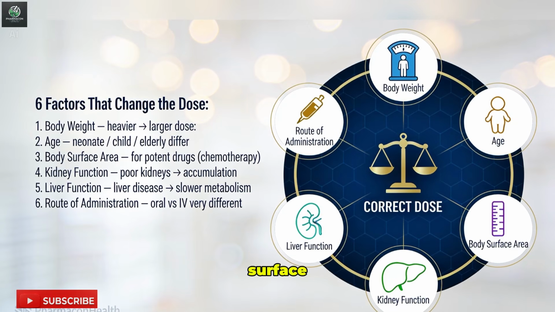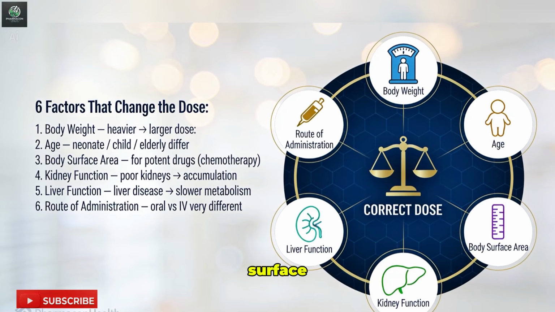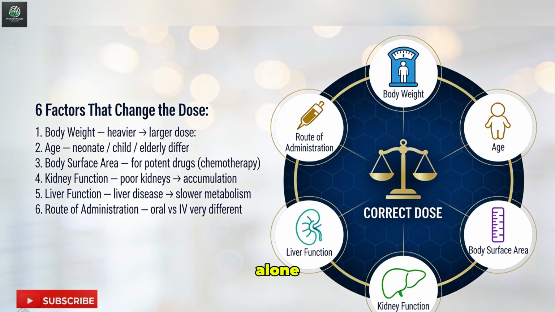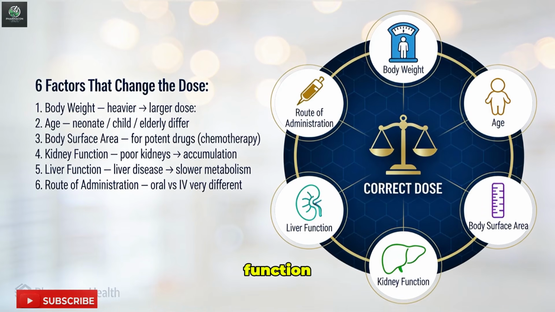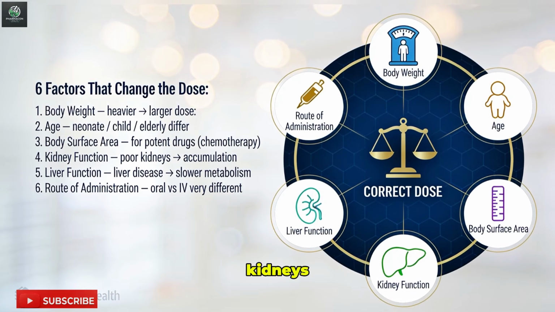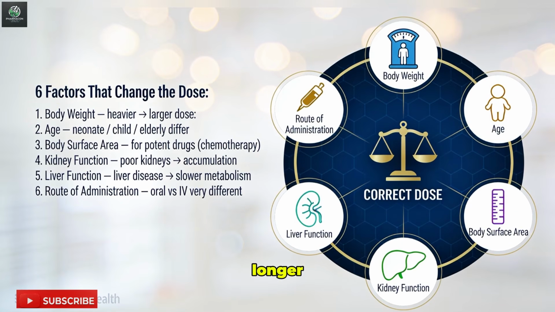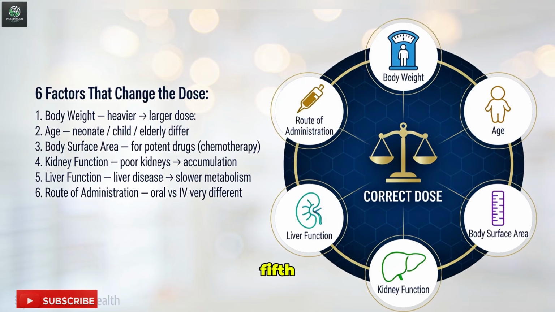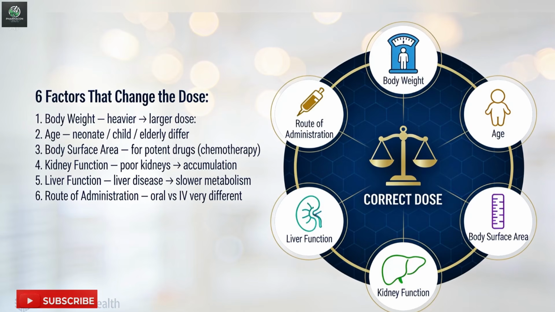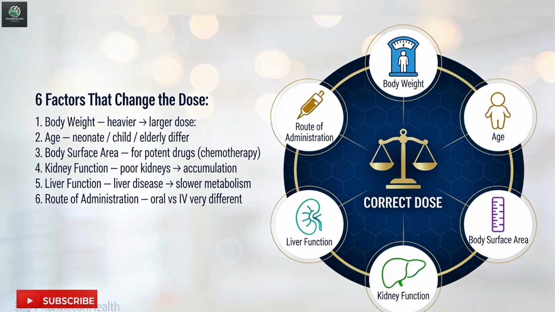Third, body surface area. For potent drugs like chemotherapy, the body surface area is a more accurate predictor of drug distribution than weight alone. Fourth, kidney function. Many drugs and their breakdown products are removed from the body by the kidneys. Poor kidney function means drugs stay in the body longer and accumulate. Fifth, liver function. The liver is the main site of drug metabolism. Liver disease slows metabolism and increases drug levels.